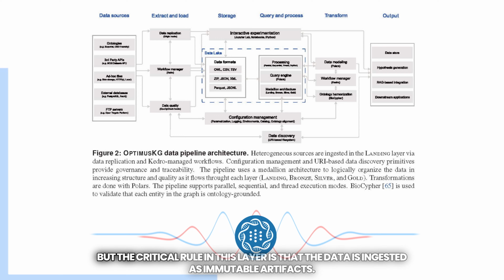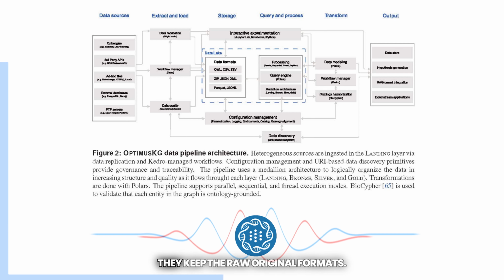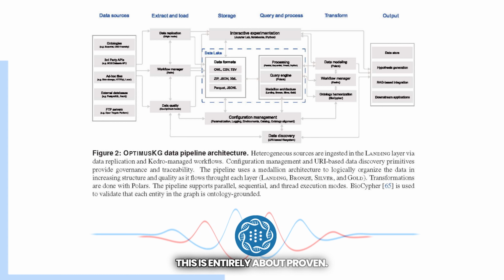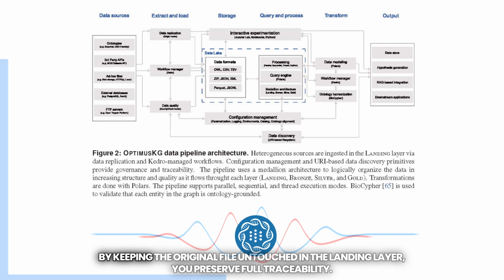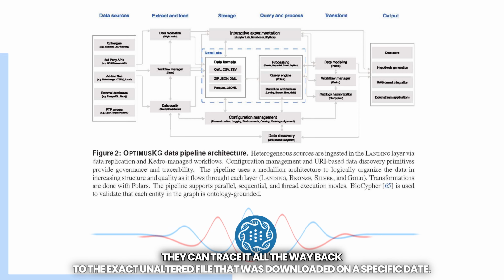everything. But the critical rule in this layer is that the data is ingested as immutable artifacts. Meaning they don't touch or alter the original files at all? Exactly. They keep the raw original formats. This is entirely about provenance. Right. By keeping the original file untouched in the landing layer, you preserve full traceability. If a researcher ever questions a connection in the final graph, they can trace it all the way back to the exact unaltered file that was downloaded on a specific date.